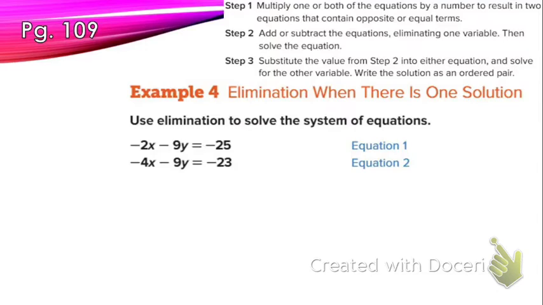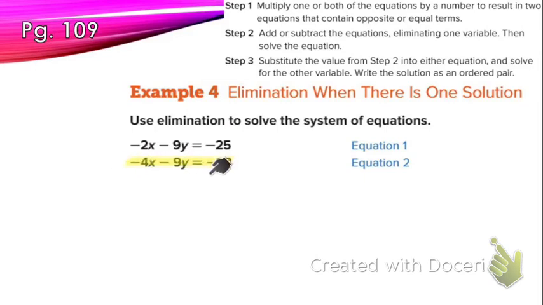So for example 4 on page 109, okay, it says multiply one or both equations by a number to get two opposites. And they told us step number 1 is to multiply the equation. So what they chose to do was multiply equation 2 by negative 1. And there's nothing wrong with this. And why are we doing that? Because what are we noticing about these two numbers? They're the same, but we want opposites. So how do you change it to the opposite sign? You multiply it by negative 1.